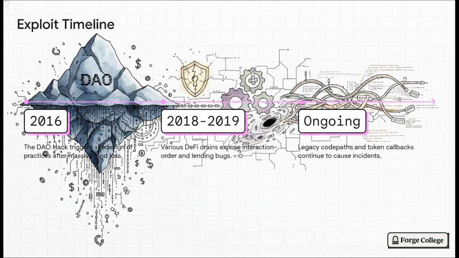Moving down the timeline to 2018 and 2019, we saw various DeFi drains, interaction order bugs in lending and liquidity pools, that really reinforced the urgent need for better tools. And honestly, even today, we deal with ongoing incidents involving legacy code paths, ERC-777 tokens, and complex callbacks. The 2016 DAO hack was the iceberg, and it completely reshaped how we do audits.